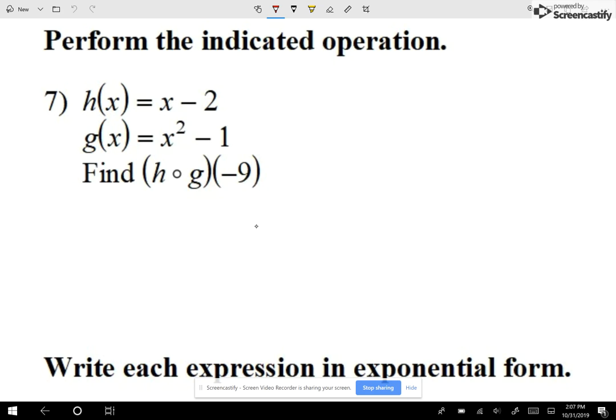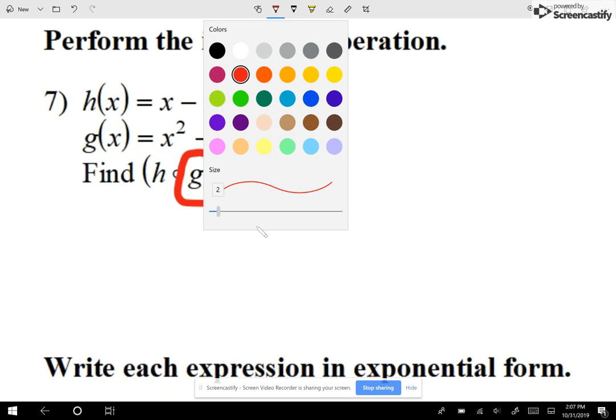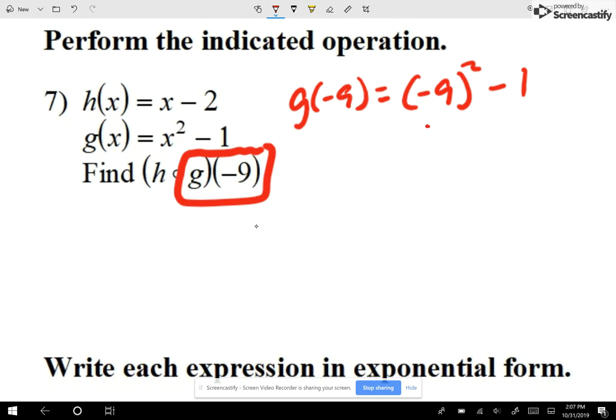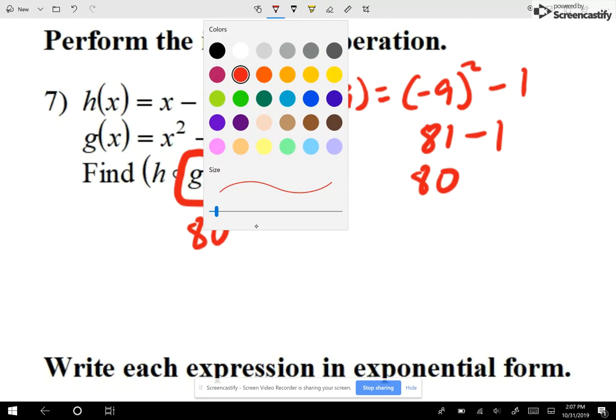I'm going to start at g of negative 9. That's where I'm going to start. So I'm using the g function, and I'm going to say that the value of the variable is negative 9. So looking at g of negative 9, that is basically negative 9 all squared minus 1. Negative 9 all squared, that's 81 minus 1. So that gives me 80. So all this became 80.